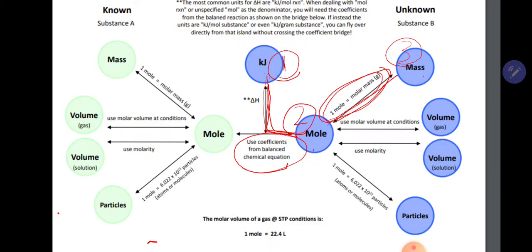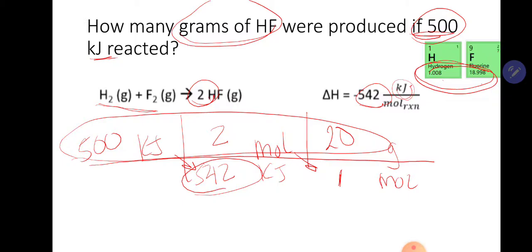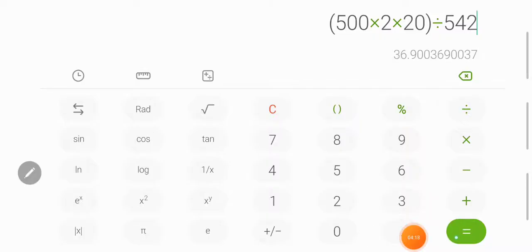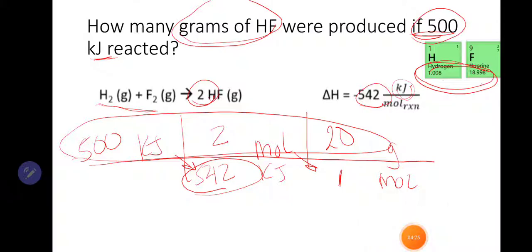And molar mass is the hardest one of these because we have to do an extra step. I have to find my molar mass of HF, so I'm going to add these up together. 1 mole and 19 plus 1 is 20. So we're going to multiply these and then divide by the bottom. So when we plug all of that in, we get 36.9, so roughly 37 grams. You can say this is approximately 37 grams.